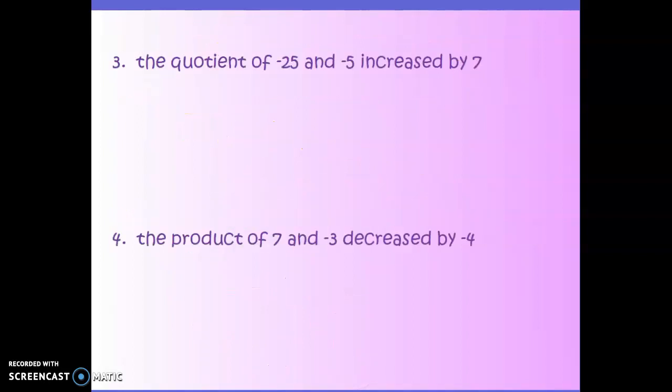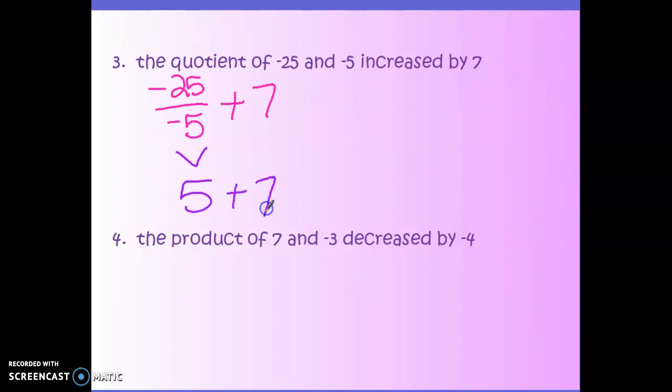Okay, here's our next one. The quotient of -25 and 5 increased by 7. So -25 divided by -5. Increased means we're making it bigger, so increase is a plus 7. Okay, and then we're going to solve. That gives us 5 plus 7, which is 12.